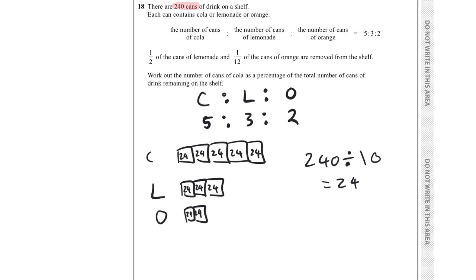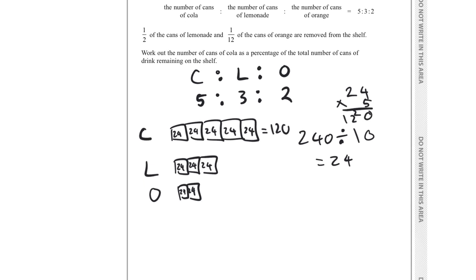Crikey, running out of room. Alright, so the colas, 24 times 5. Let's work out what that is. So 5 was 20, 120. Okay, so that's the colas at the start, right? And then the lemonades, so we're doing 24 times 3, which I think is 72, but let's just check. Yeah, 72. And then the last one, 48. Right, that's our starting point now.